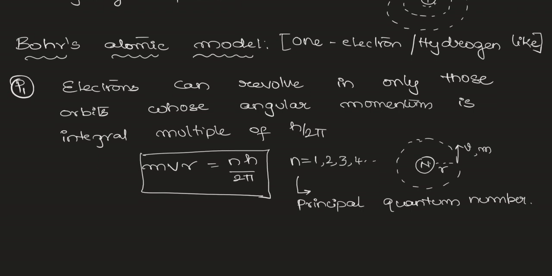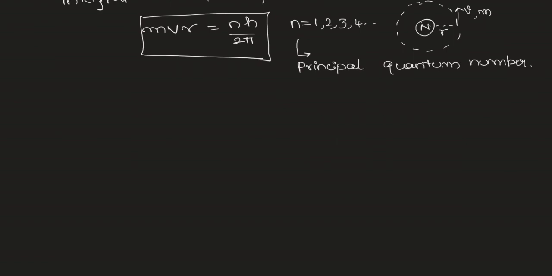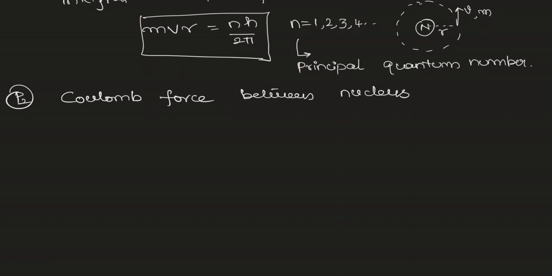After this, the second postulate is like this. As the electron is moving in a circular path, definitely it will have some centripetal force. Who is providing the centripetal force? The Coulomb force between the electron and the nucleus provides the necessary centripetal force.